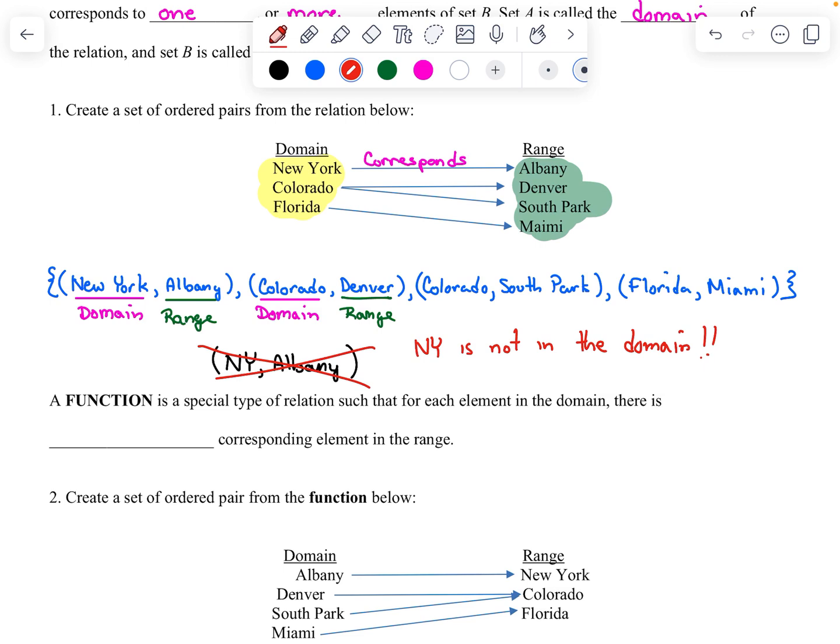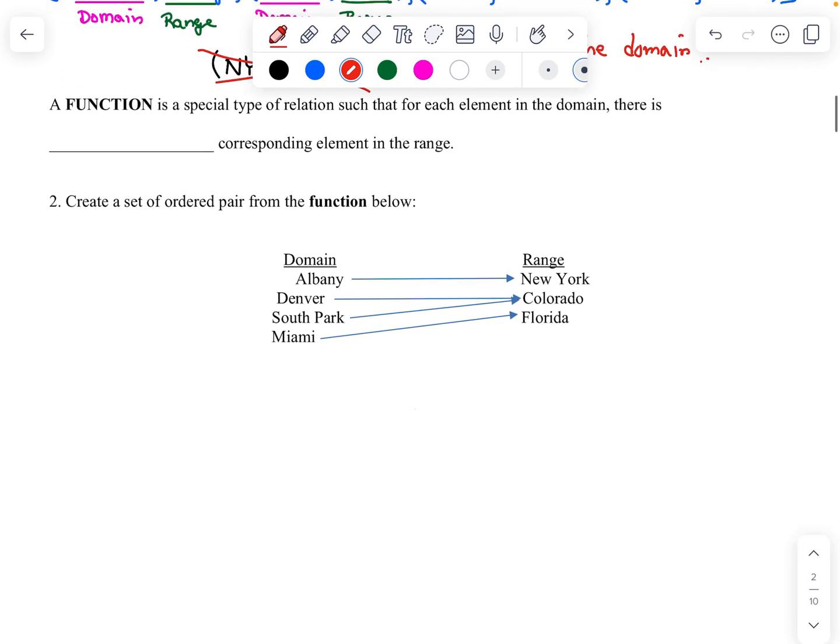Okay. So now that we've looked at a relation, let's introduce a special type of relation called a function. So a function is a special type of relation such that for each element in the domain, there is exactly one corresponding element in the range. All right, so let's take a look at a function.